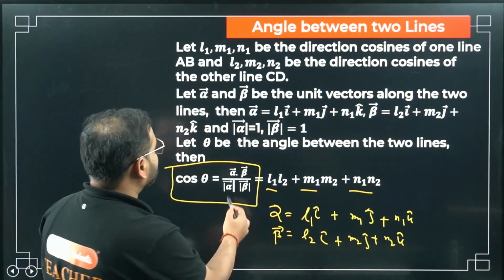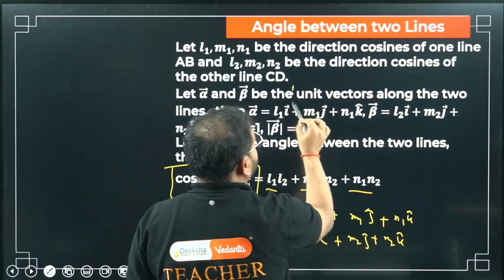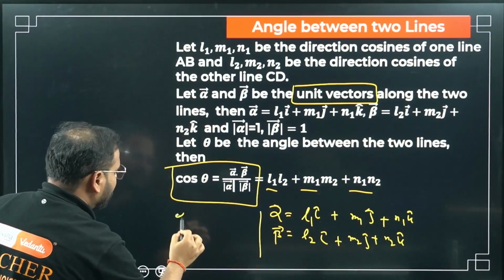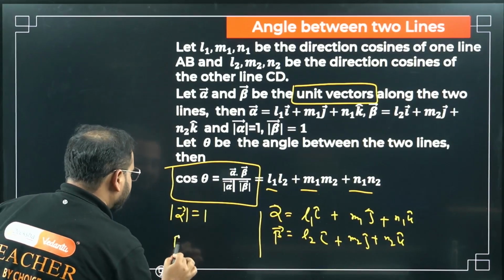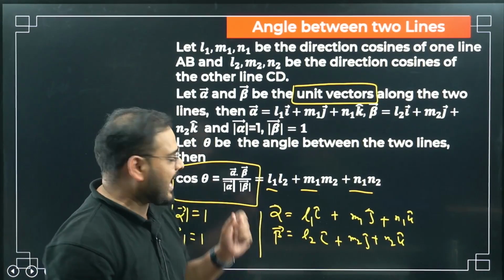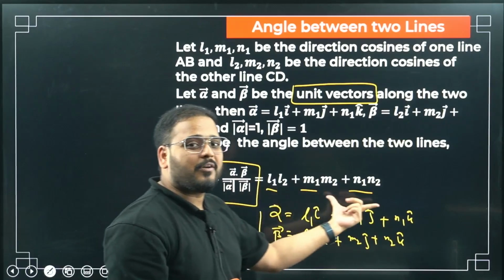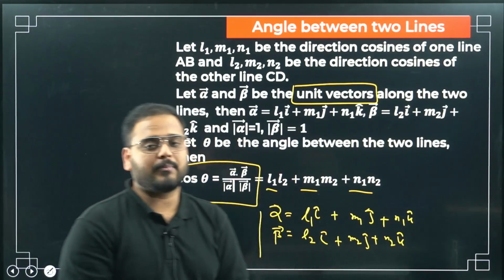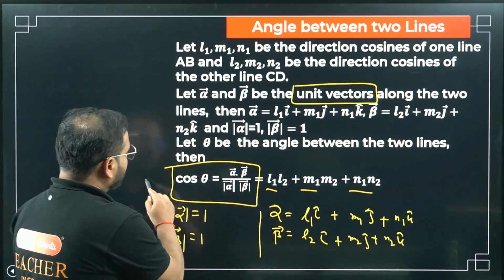So what about the denominator, sir? Please check, we have taken them to be unit vectors. So the mod of vector alpha is nothing but 1, and in the same way the mod of vector beta is nothing but 1. So directly I can write the angle between the two lines or two vectors alpha and beta in terms of the direction cosines: L1 into L2 plus M1 into M2 plus N1 into N2. This is using the principle of dot product.